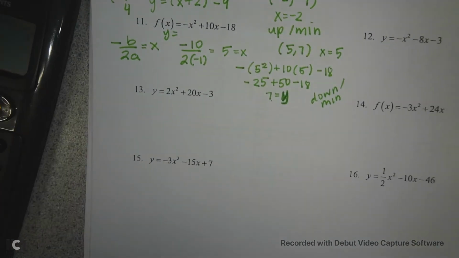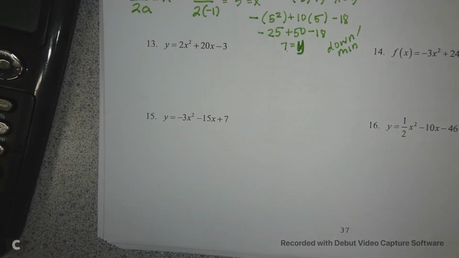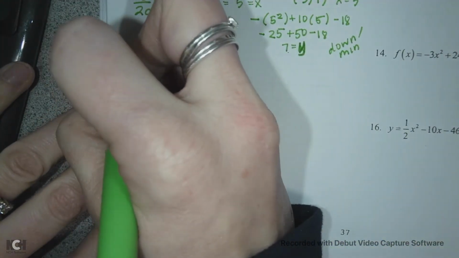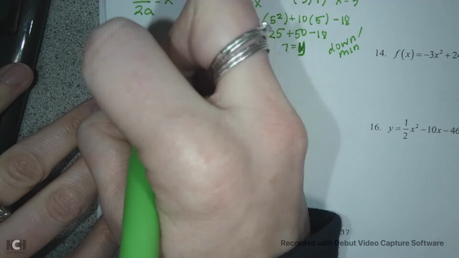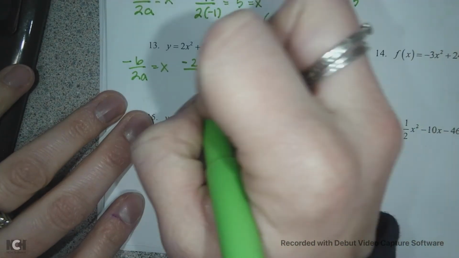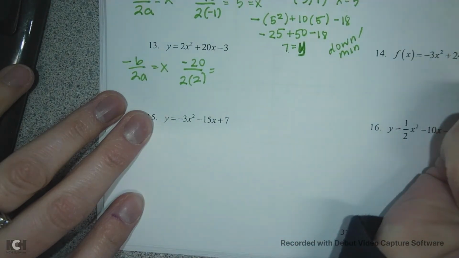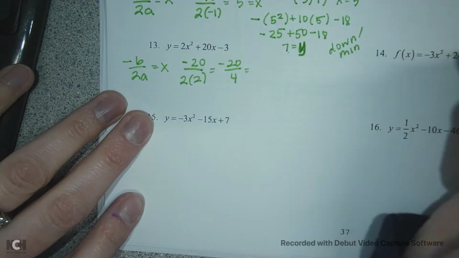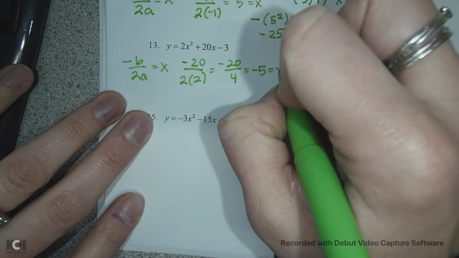I know that this is really long. You're more than welcome to pause or walk away whenever. Okay, so let's do another one. Because I have a leading coefficient, I'm going to use negative b over 2a, and that gives me my x. So negative b is 20 over 2 times 2. So negative 20 over 4, negative 20 divided by 4 is negative 5. So that's my x value.